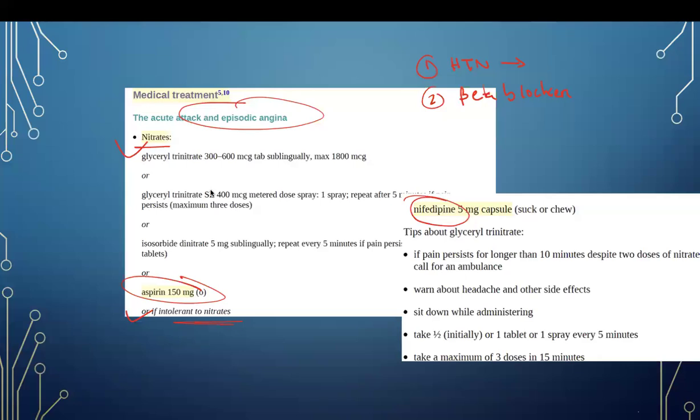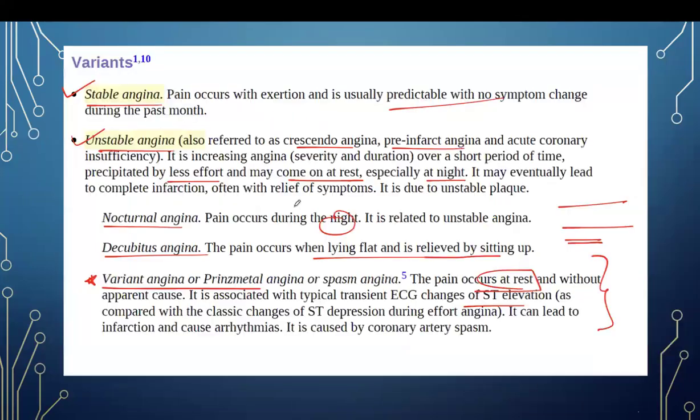Okay, so that's how we can easily come to the diagnosis of whether it is stable or unstable angina. If pain persists for more than 5 minutes and it's not responding to rest or nitroglycerin, we will be concerned. We will be concerned that it may be unstable angina or acute coronary syndrome.